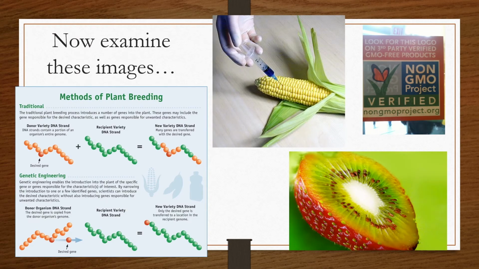Now let's examine these images. They are in your print packet, but they may be easier to see here on the screen in color. Let's think about what each image conveys as we go through them. So if we start from the left, we have the infographic on methods of plant breeding. You'll see that this demonstrates the traditional way that plants are bred, which includes both desirable and undesirable genes.